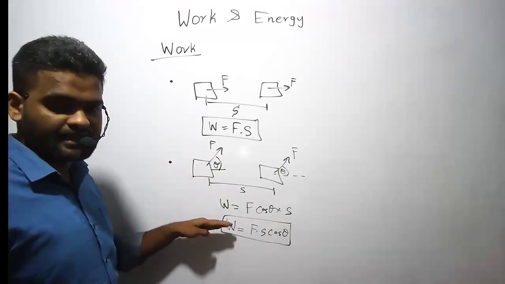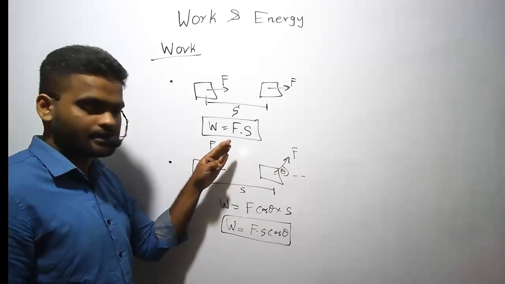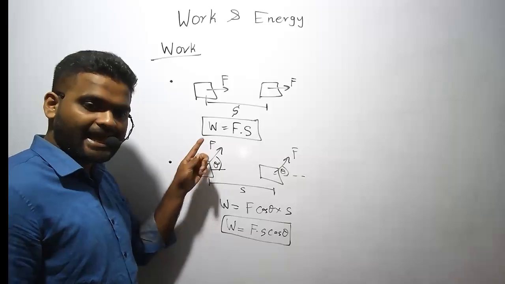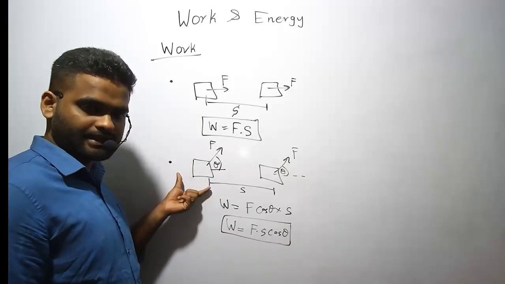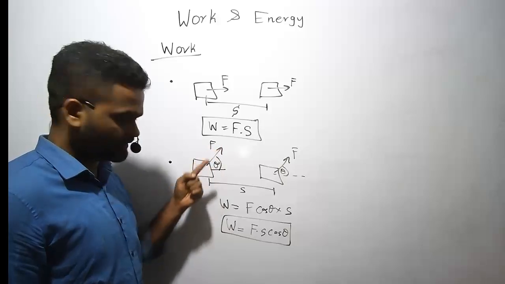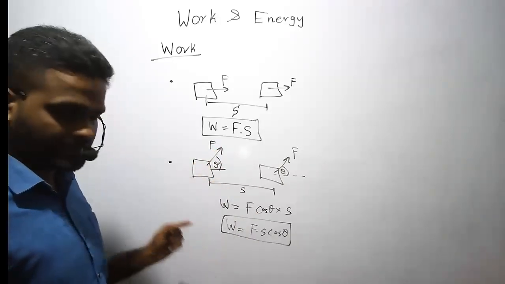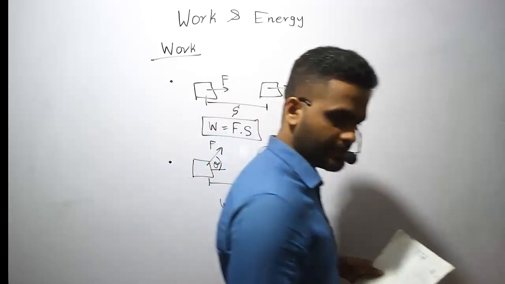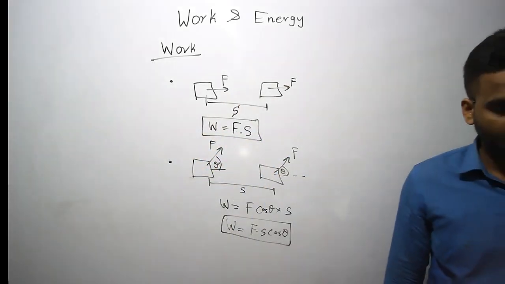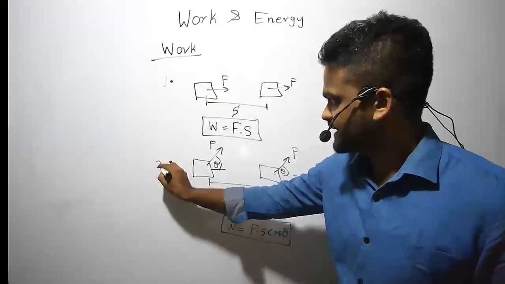So this is another scenario. Here the displacement occurs in a different direction, right? So this is the work done by this force. There can be other forces on this object, but here we only consider this force. Okay, so Fs cos theta. Take it down as well. If you don't understand, let me know. So this is the first case. This is the second case.